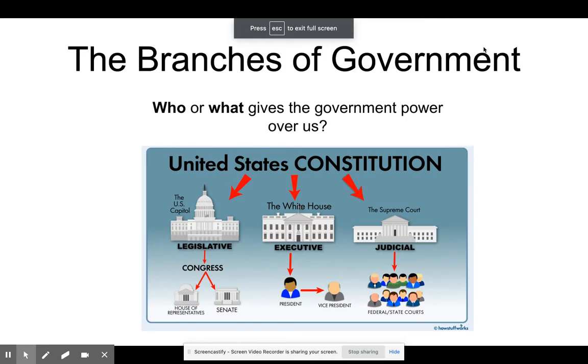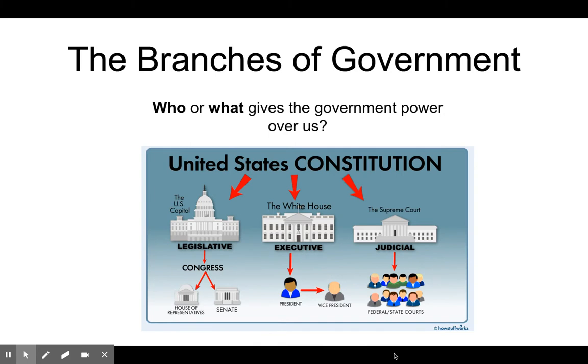Hi, everyone. For social studies today, we are going to learn about three branches of government. And before we get started, I want us to think about the question: who or what gives the government power over us? Who gives the government power to make decisions for us? Take a minute to think about your answer.